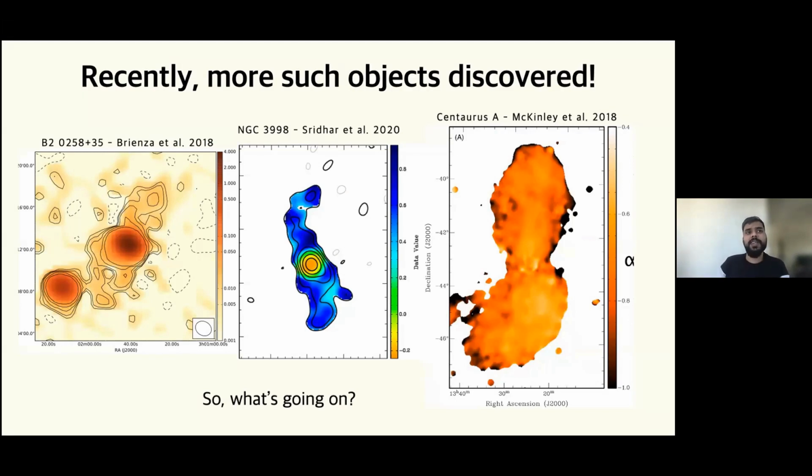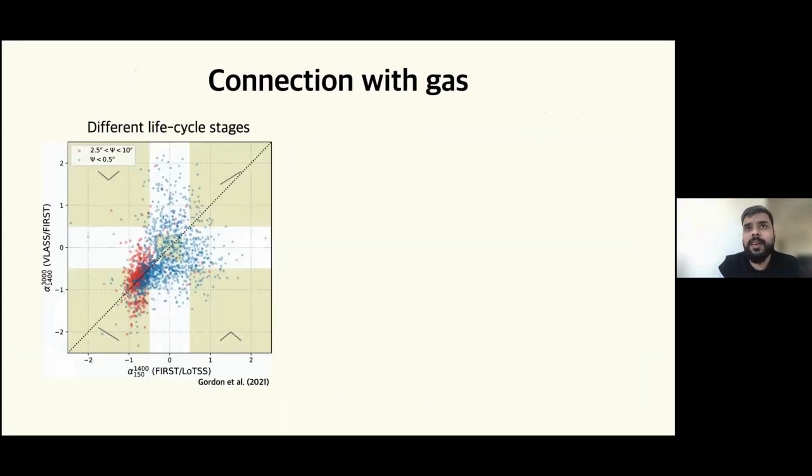But this is still a very new subgroup of restarted galaxies that we are looking at. And in the coming years, with the new surveys, we'll see much more. So this concludes the part about the radio life cycle. And I just have now one slide on the connection with the gas part, like I promised in the abstract.